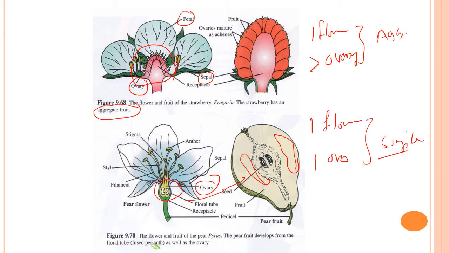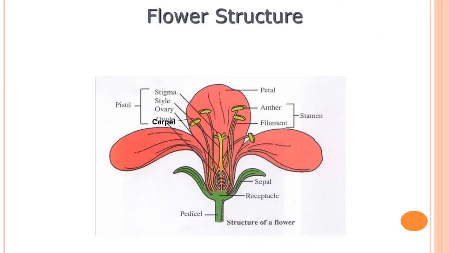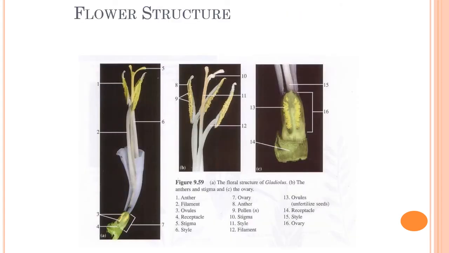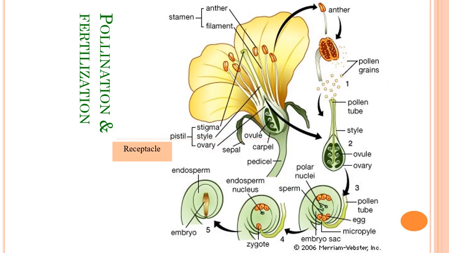However, this is aggregate because it came from more than one ovary, even though it is from one flower. So this is the ovary. It is one, so it gives us simple flower, simple fruit. We already talked about this.